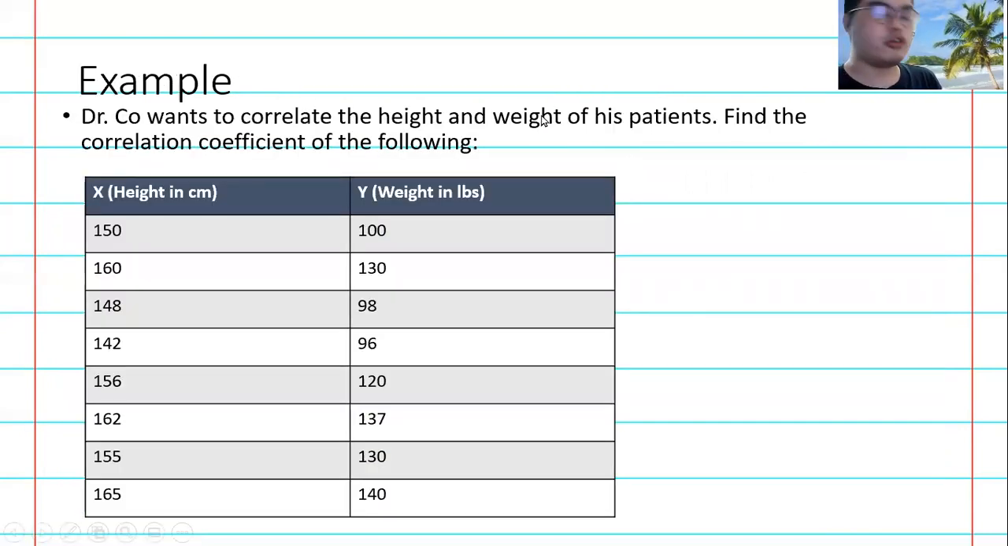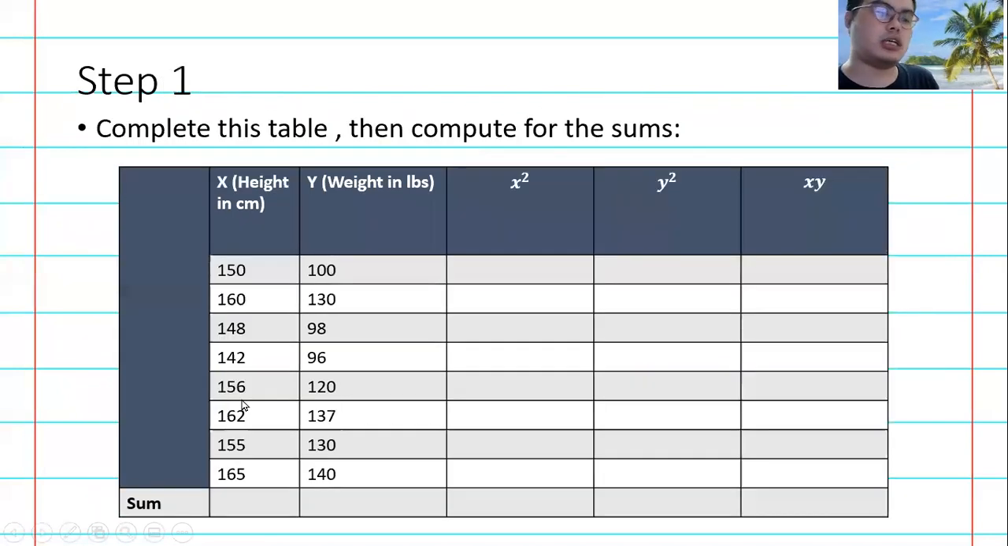Dr. Paul wants to correlate the height and weight of his patients. Find the correlation coefficient of the following. So here is the height and here's the weight. Height is the independent variable x and weight is the dependent variable y. So we need to correlate the height and the weight. We need to complete this table, and in order for us to do that, we need Excel.